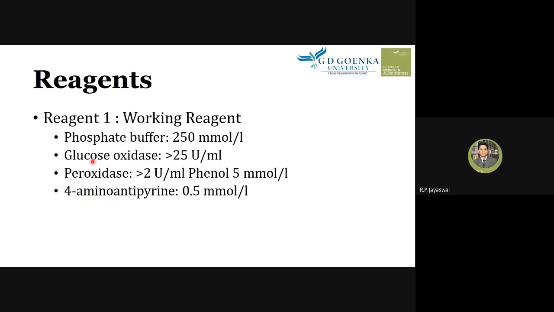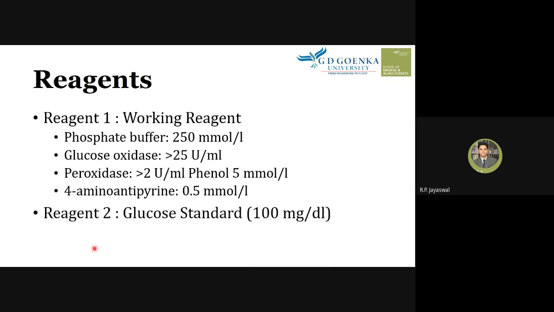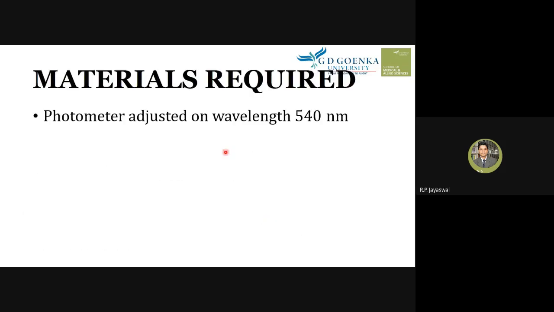So these are the ingredients present in the working reagents. Reagent one, and reagent two is a glucose standard. The concentration is 100 mg per dl. Now, the material required is a photometer, that is a colorimeter, which is adjusted to a wavelength of 540 nanometer.